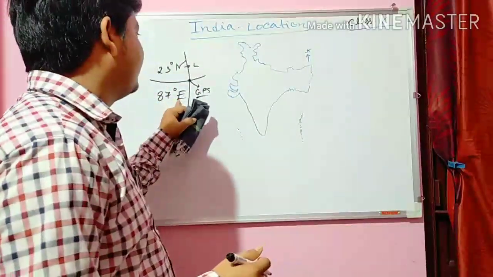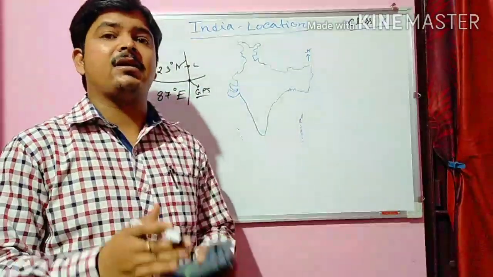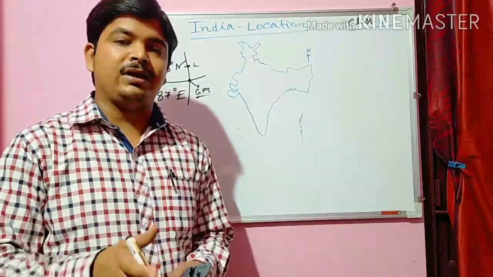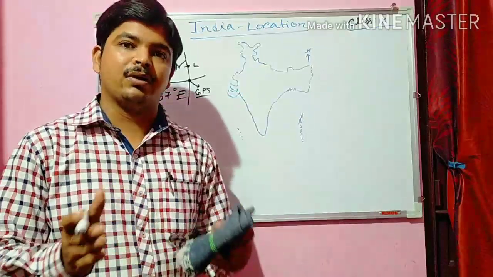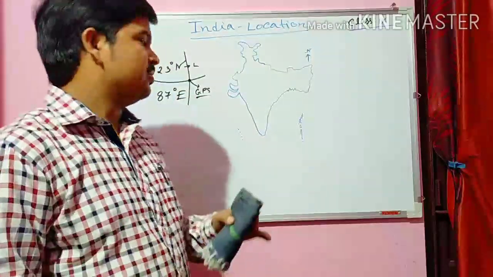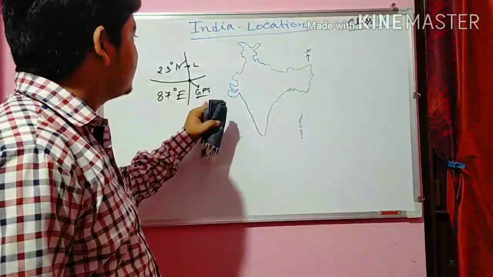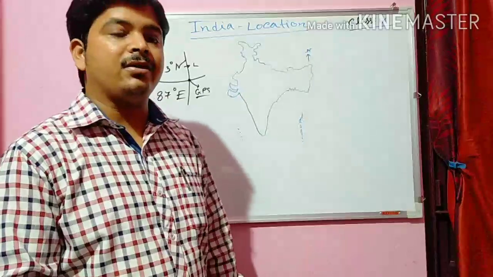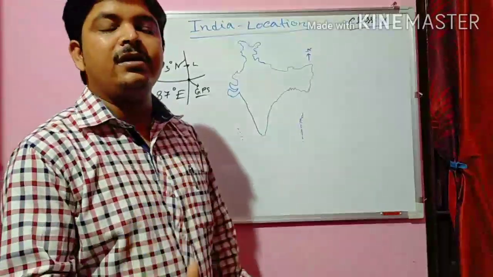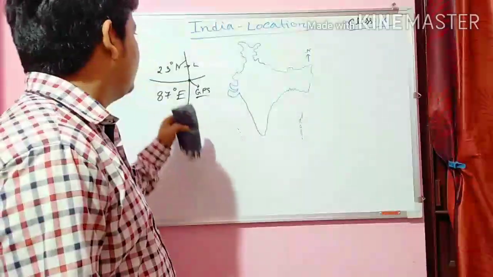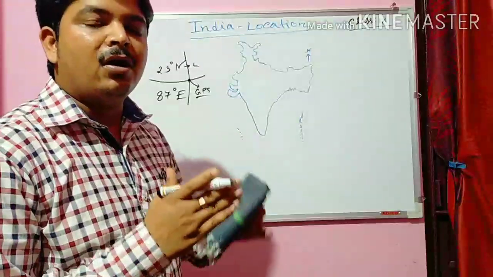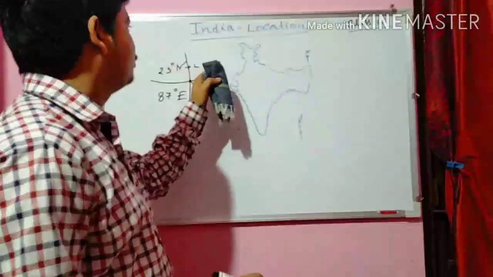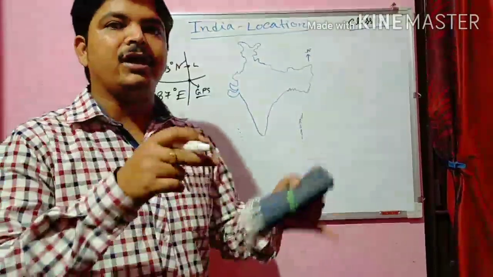Similarly 87 degree east. East means it is the eastern hemisphere. As you know, the prime meridian, which passes through Greenwich town, also divides our earth into two equal halves, western hemisphere and eastern hemisphere. So that's why east. Our school is located in the northern hemisphere in view of latitude. Similarly, it is located in the eastern hemisphere in view of longitude. So our school is exactly located at the point where latitude and longitude both intersect.